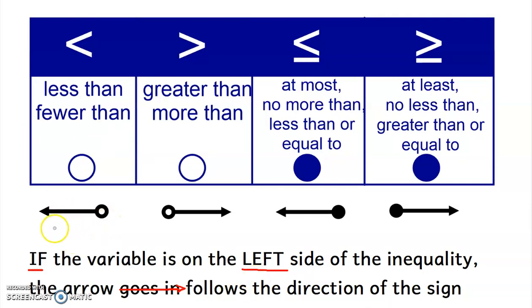So for example, if x is less than 3, right? x, the variable, is on the left. The sign goes to the left, kind of like the arrow. You can think of this like, ooh, that's an arrow going that way, right? But it really isn't. All right. There you go.